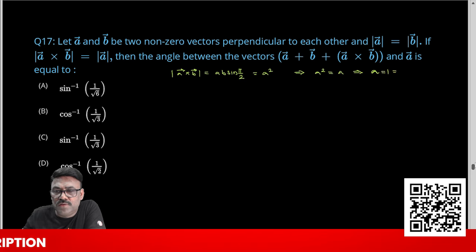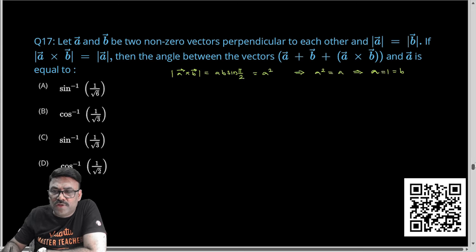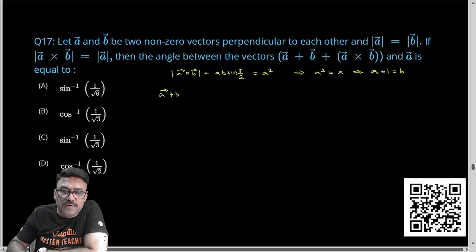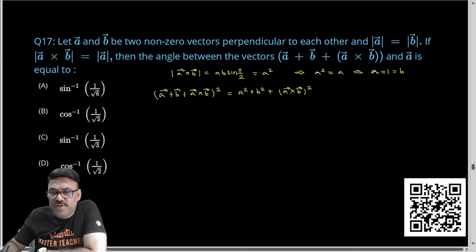And if A is 1, then B is also 1, so A and B both have modulus 1 here. Now let's find the modulus of A plus B plus A cross B. If I square it, I will get A square plus B square plus the square of A cross B. We have already shown A and B are both 1, and A cross B is also 1.